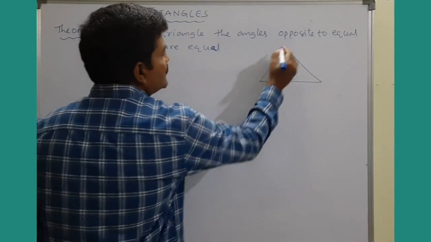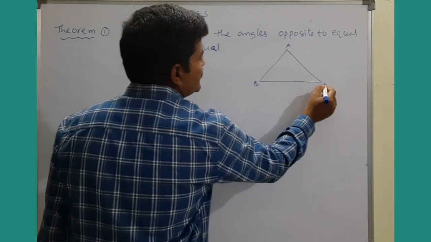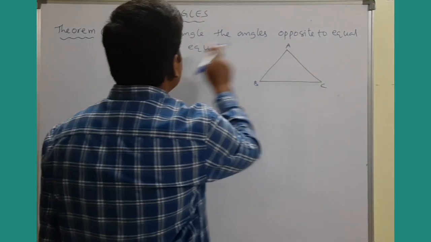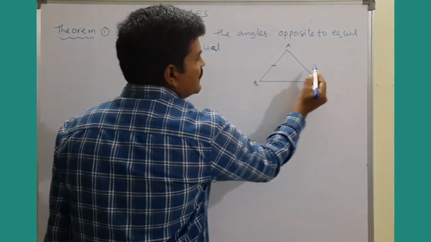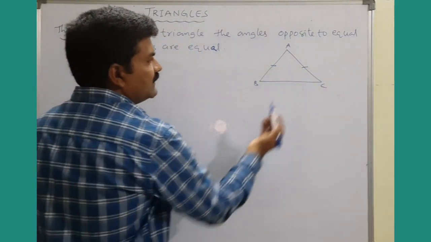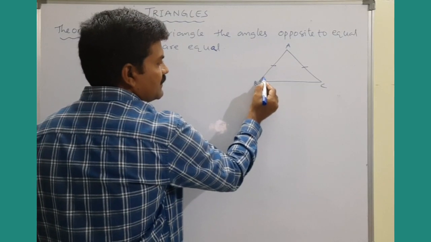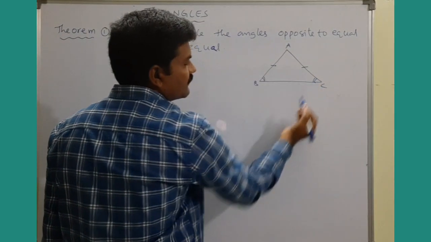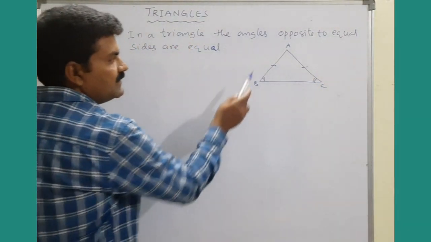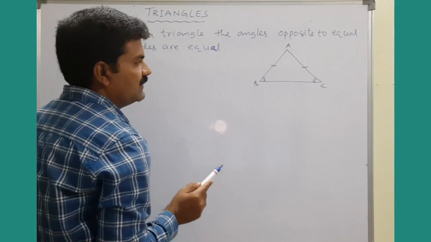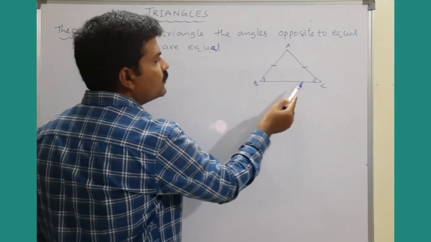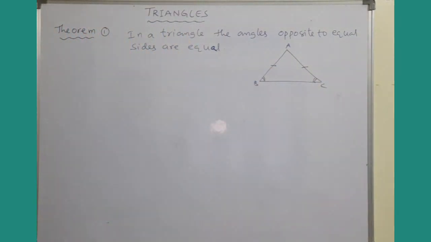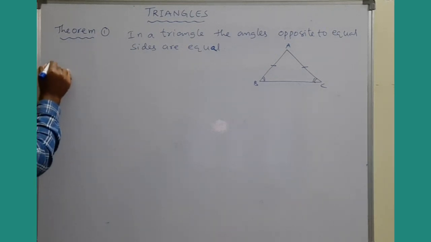Say triangle ABC. What do we need to prove? The angles opposite to equal sides. Suppose AB is equal to AC. Then the angle opposite AC is angle B and the angle opposite AB is angle C. I mean, provided that AB is equal to AC, we have to prove that their opposite angles, that is angle B, is equal to angle C. Okay, ma. Now coming to the proof.